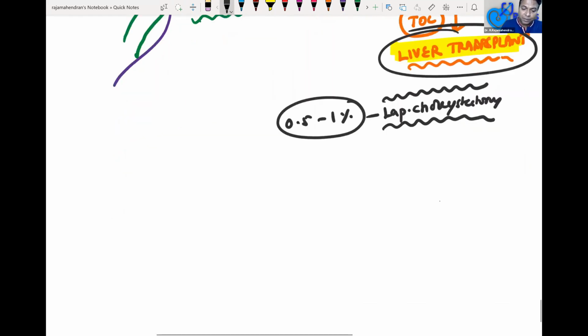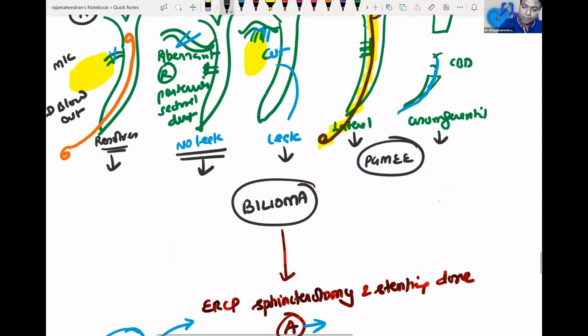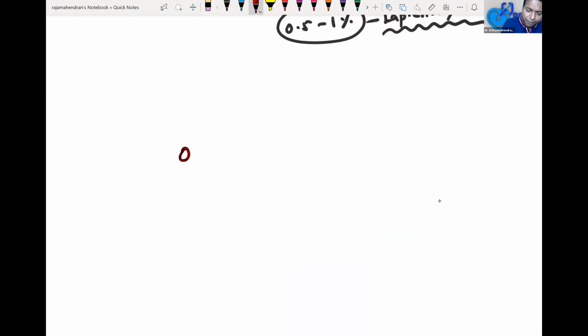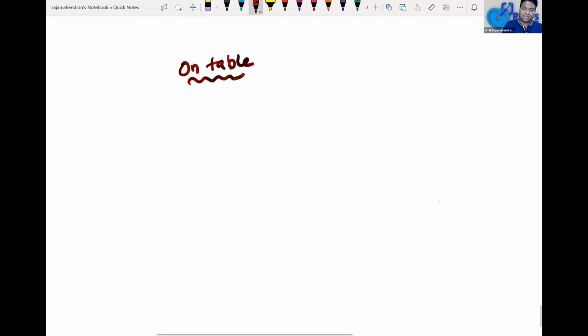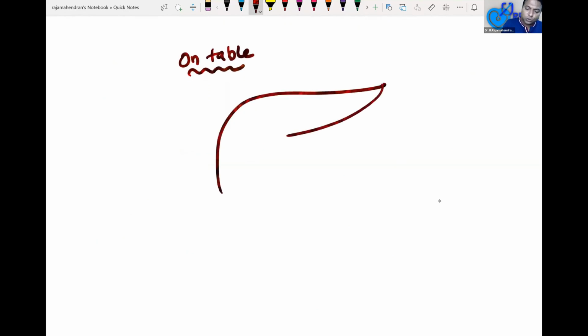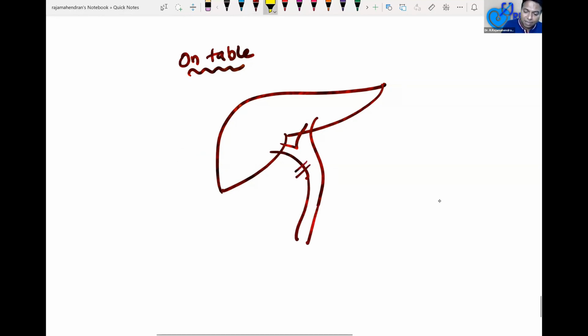So the last scenario I'm going to discuss in the last discussion is on table. On table, a surgeon is doing a laparoscopic cholecystectomy. He finds there is a duct injured and bile is coming out.